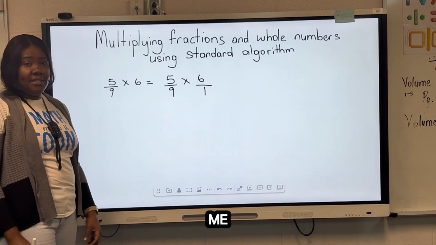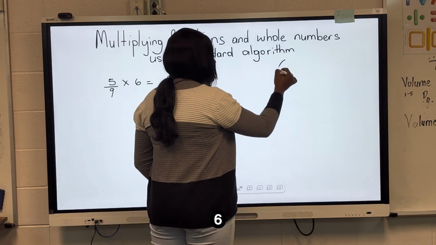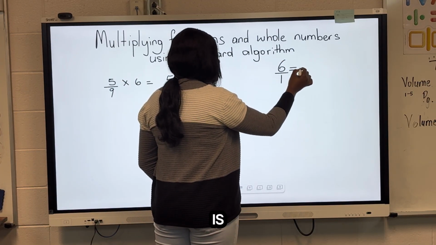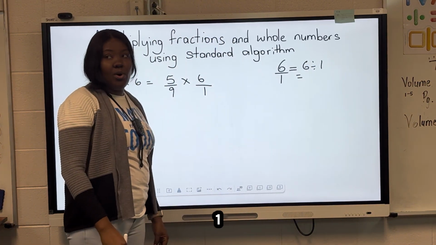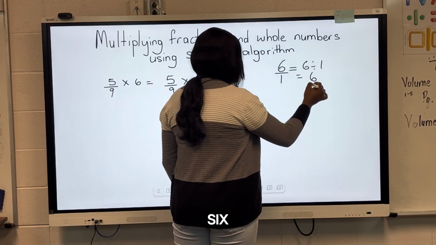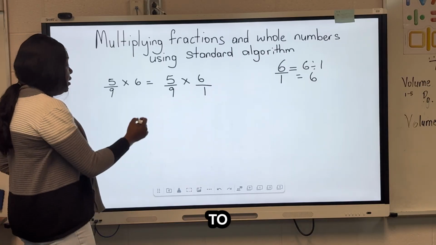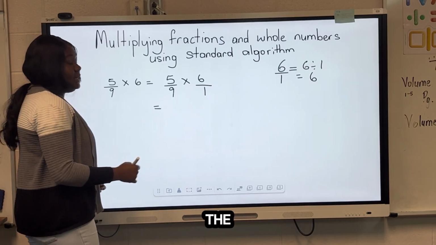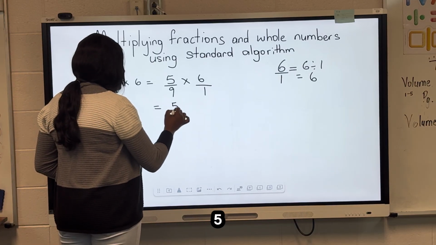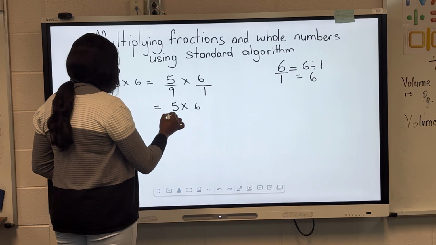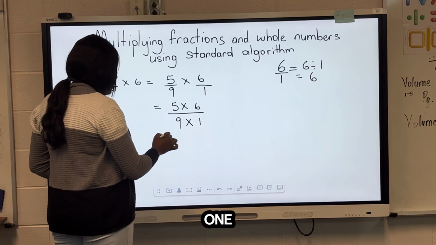Is it okay for me to do this? Yes, because remember, boys and girls, 6 is equal to 6 divided by 1, and 6 divided by 1 is 6. Great. So now my next step is to multiply the numerators. So I'm going to multiply 5 times 6. Then I'm going to multiply 9 times 1.